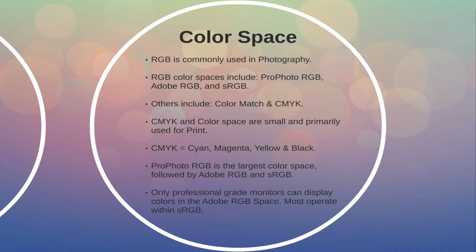In photography, the RGB color space is most commonly used, from your camera right to your monitor. Three of the most popular color spaces are defined as ProPhoto RGB, Adobe RGB, and sRGB. Two other color spaces, including ColorMatch and CMYK, are also available, though these last two are extremely narrow and typically only used for print.